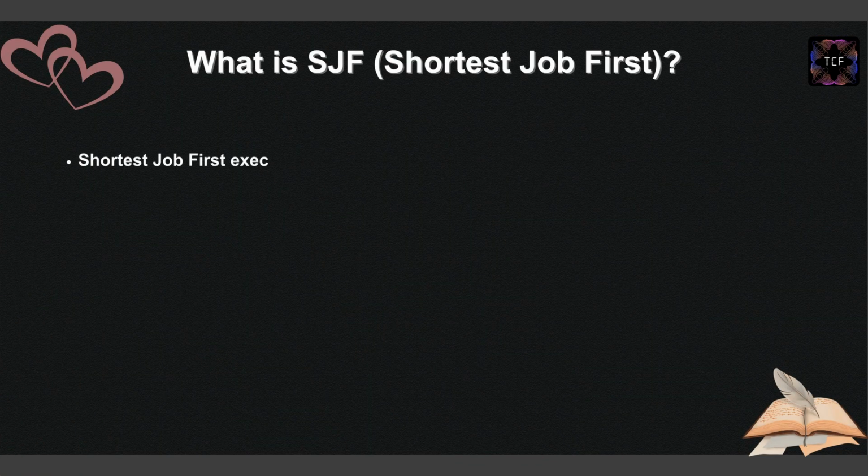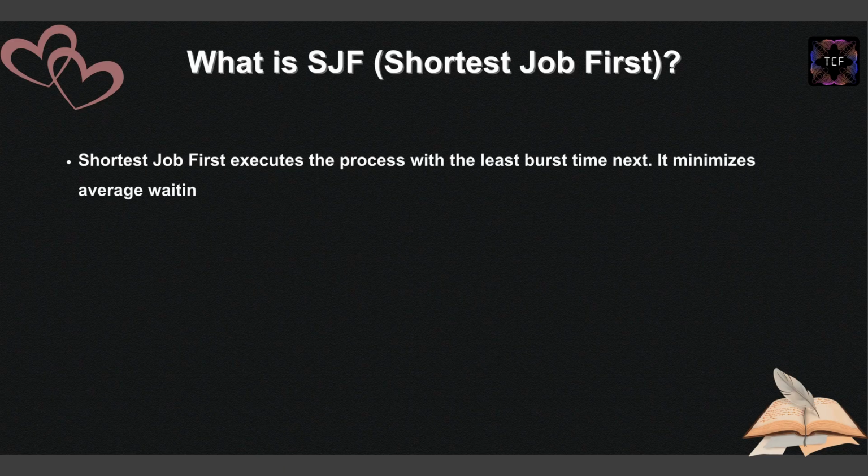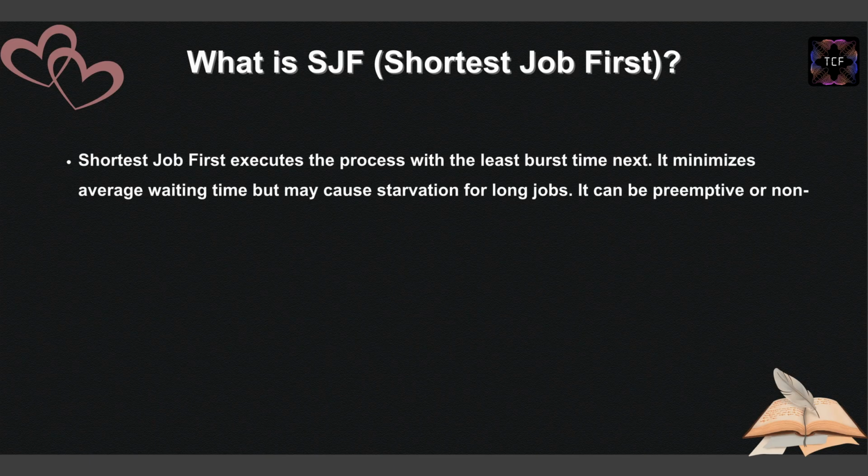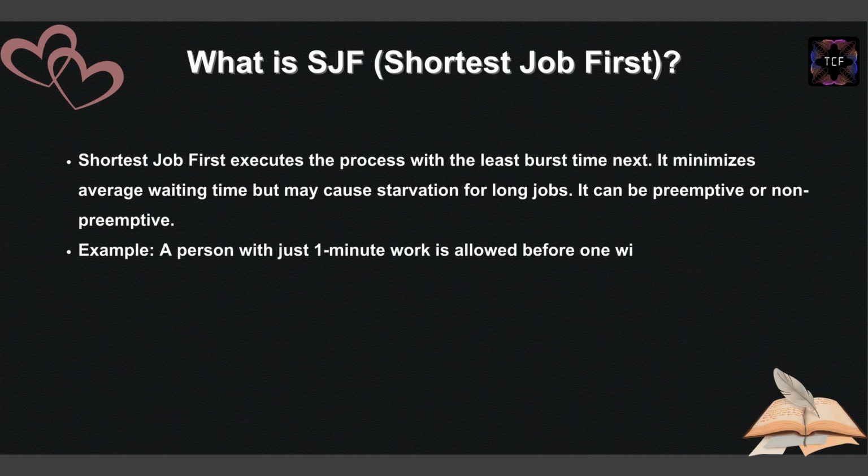What is SJF, shortest job first, scheduling? Shortest job first executes the process with the least burst time next. It minimizes average waiting time, but may cause starvation for long jobs. It can be preemptive or non-preemptive. Example: a person with just 1 minute of work is allowed before one with a 1-hour task.